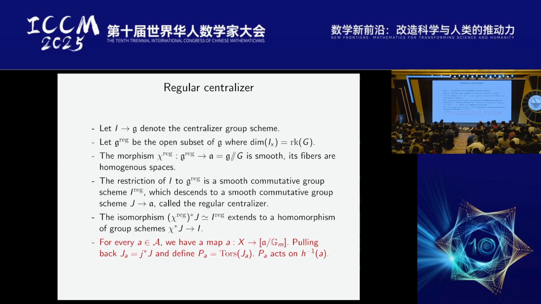That's it. So this map from J to I is kind of a universal thing that gives rise to the Picard action. Right.